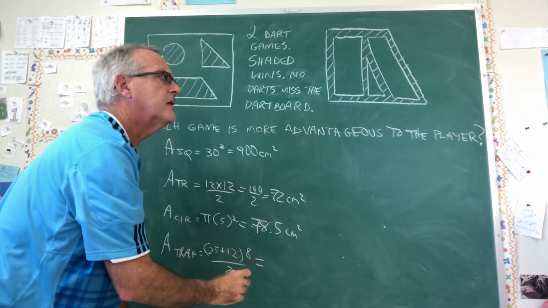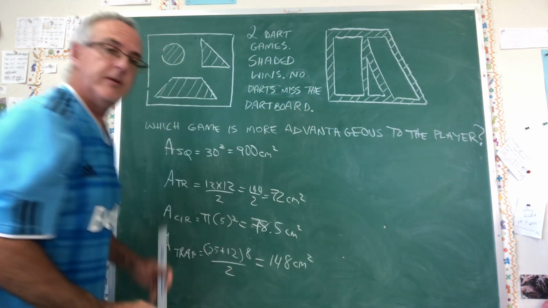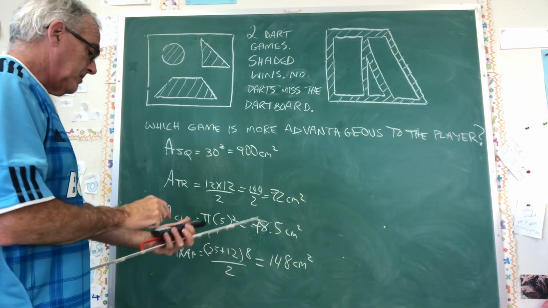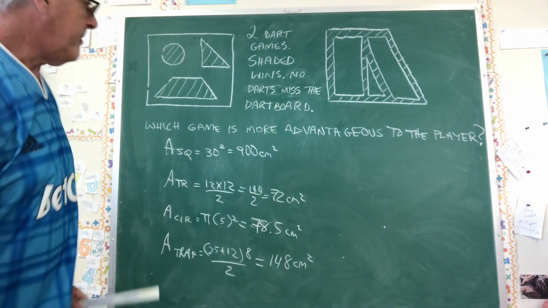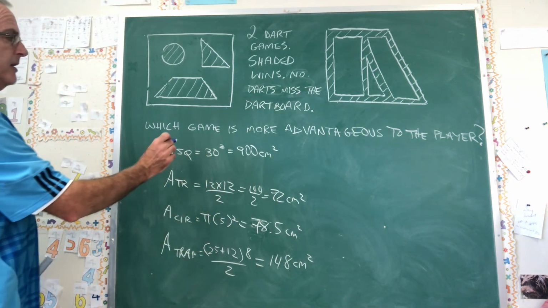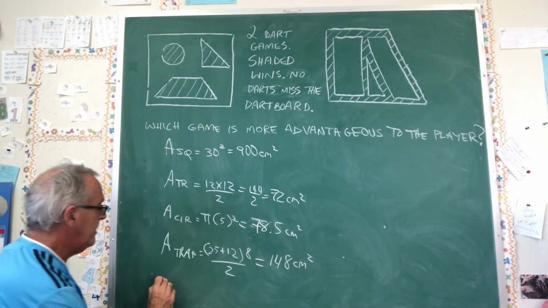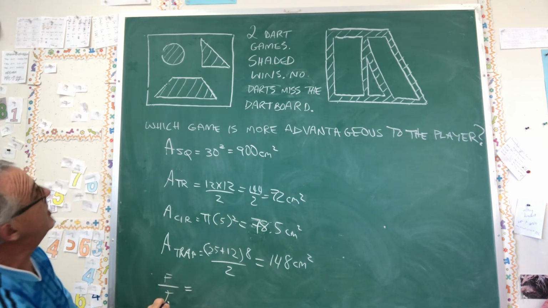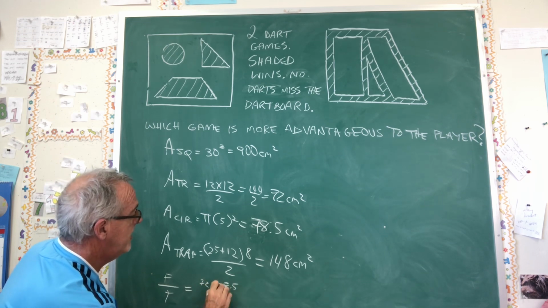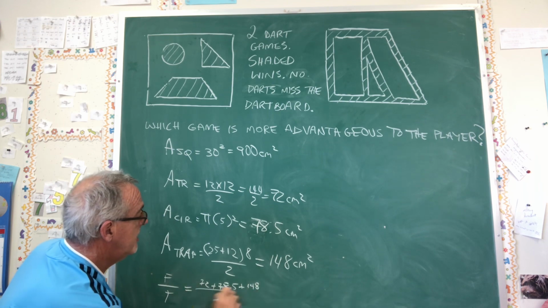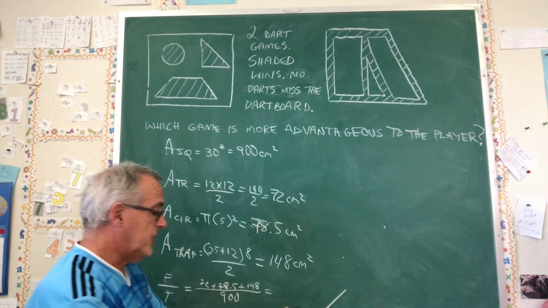37 times 4, 148. Now, because I'm videotaping this, I don't want to get it wrong, so I'm just going to make sure. 37 times 4. Yeah, it's 148. So therefore, I didn't leave myself very much room for the calculation of the probability, but I'm going to force it. Favorable over total is equal to 72 plus 78.5 plus 148 over 900. Calculator, not showing all the steps.